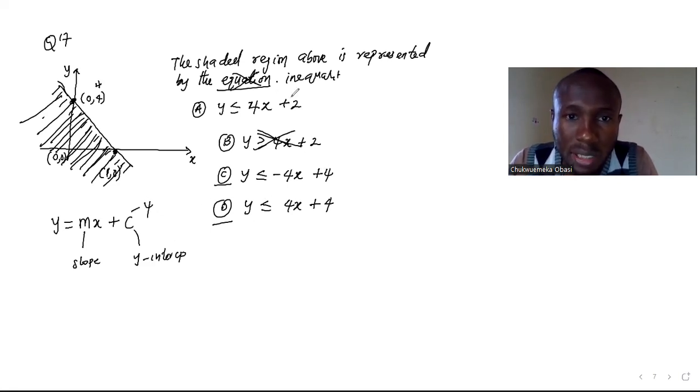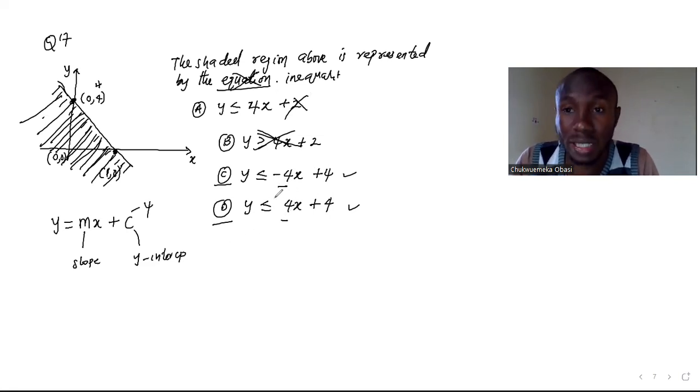Now let us look at those options. This one is 2, so this one fails. This one is 4, okay, it's part of it. This one is 4, it's part of it. Now there are 2 options left. They both have 4, but the difference is that this one has -4 and this one has +4.